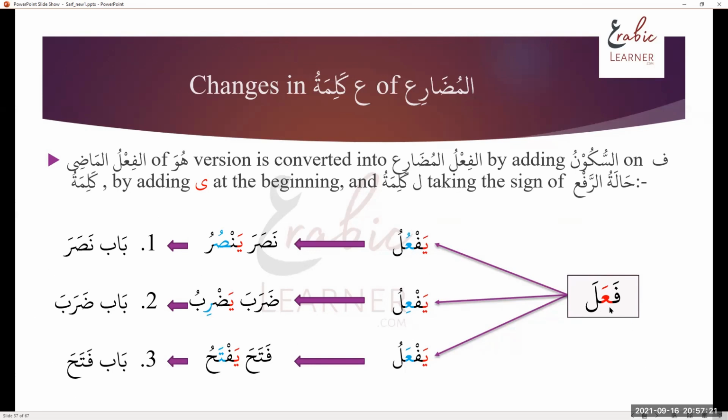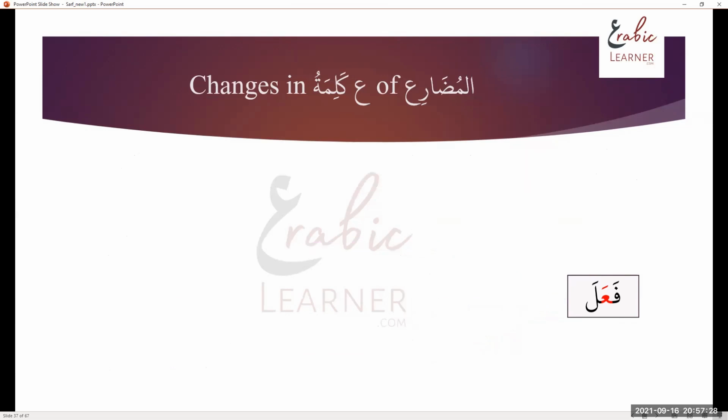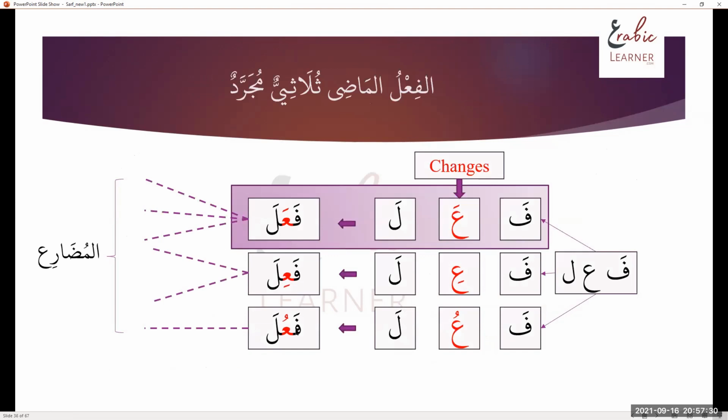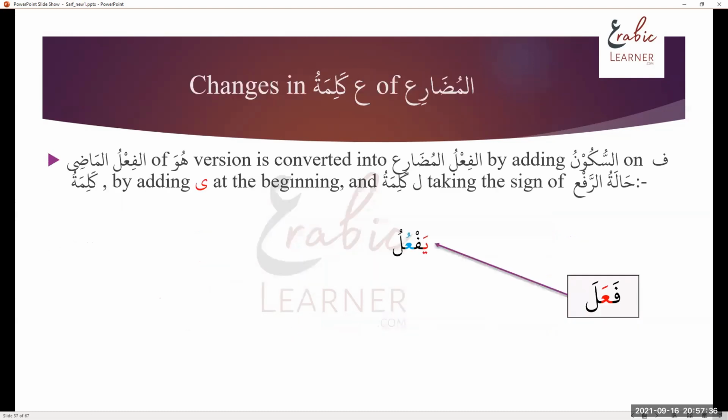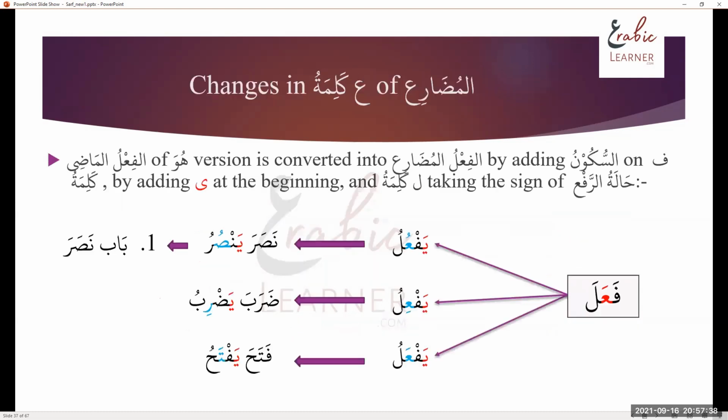Now I will go to the second combination also. Okay, what did I say before? There are three combinations which came out of Maadhi: fa'ala, fa'ila, fa'ula. Now from fa'ala, you found three families. Okay, Sister Tasneem, is it clear? I don't know whether I have answered your questions or understood your questions clearly.